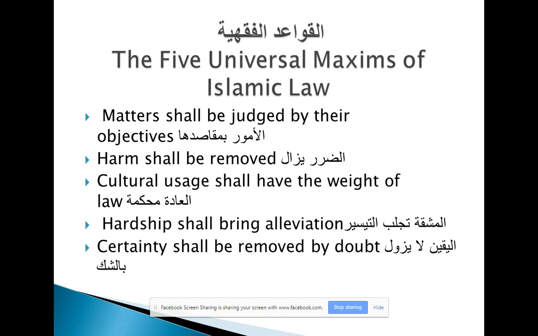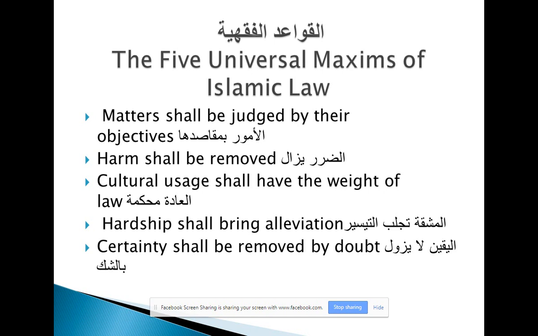Hardship. The fourth one is that al-mashaqqa tajlibu at-taysir. Hardship shall bring alleviation. In other words, when things get harder, Allah subhanahu wa ta'ala does not obligate something on you that you cannot handle. All right? Meaning for women, yes, the tasks are too many, but Allah subhanahu wa ta'ala, understanding priorities and putting those in place, that's why المشقة تجلب التيسير. That's why when things get harder, Allah subhanahu wa ta'ala is telling you, focus on that first. That's your priority, focus on that, and the details would be details.